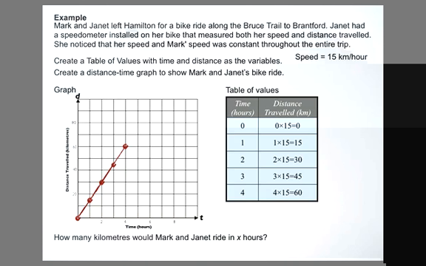How many kilometers would Mark and Janet ride in X hours? The answer to this question is taken by looking at the relationship between time and distance. We learned a little bit about rates of change. Speed is the rate of change relationship between time and distance. So in X hours, they would travel 15 times X, or 15X kilometers. That's how far they'd ride.